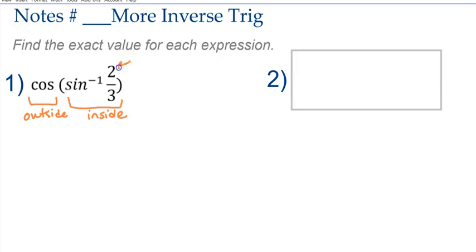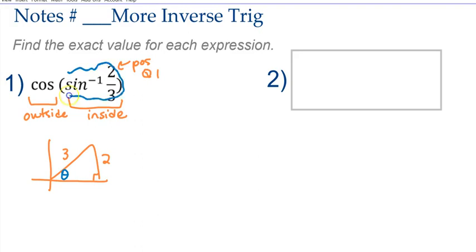Notice that 2/3 is positive, so you want to be in quadrant 1. So draw a reference triangle. And because the sine is 2/3, 2 goes on the opposite, 3 goes on the hypotenuse. Now technically we don't actually need to know what this angle is. I could give it a name. I could call it theta. So this right here is theta. And now our job is to find the cosine of theta.